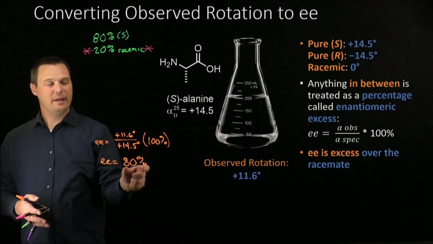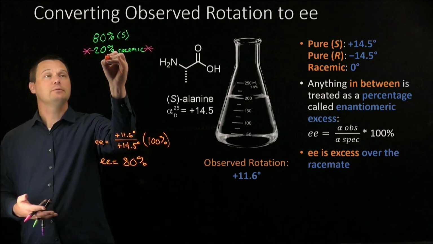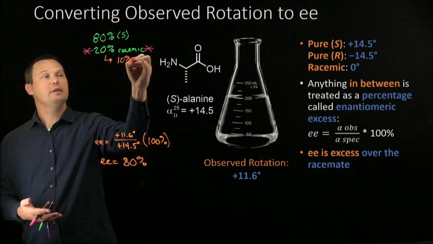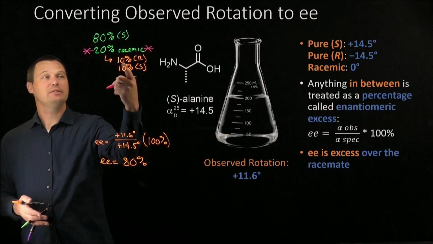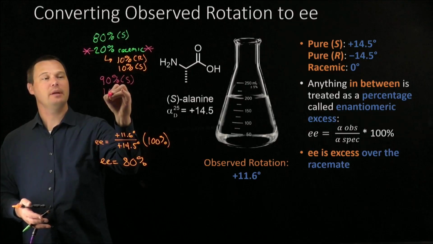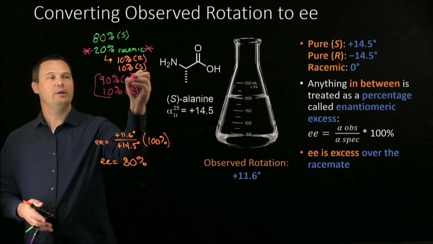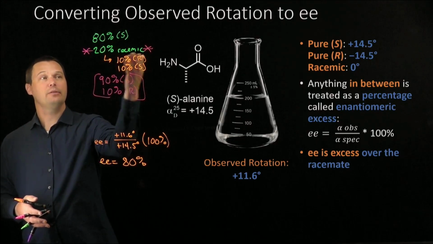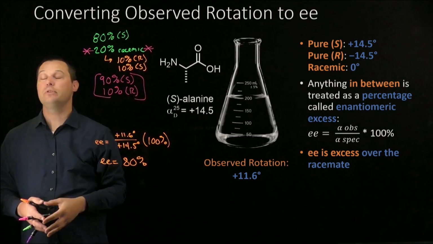An EE means we have 80% of one enantiomer and the rest is racemic. And remember what racemic means. Racemic means an equal mixture of enantiomers. So 20% of a racemate means that 10% of it is R and 10% of it is S. When you combine the 80% with the extra 10%, that really means that you have 90% of the S enantiomer and 10% of the R enantiomer. This is how we convert enantiomeric excess into a ratio of enantiomers. The enantiomeric excess tells us we have that much of the excess enantiomer and the rest is racemic. We need to split that racemic mixture in half and add together the two components to get the final mixture.